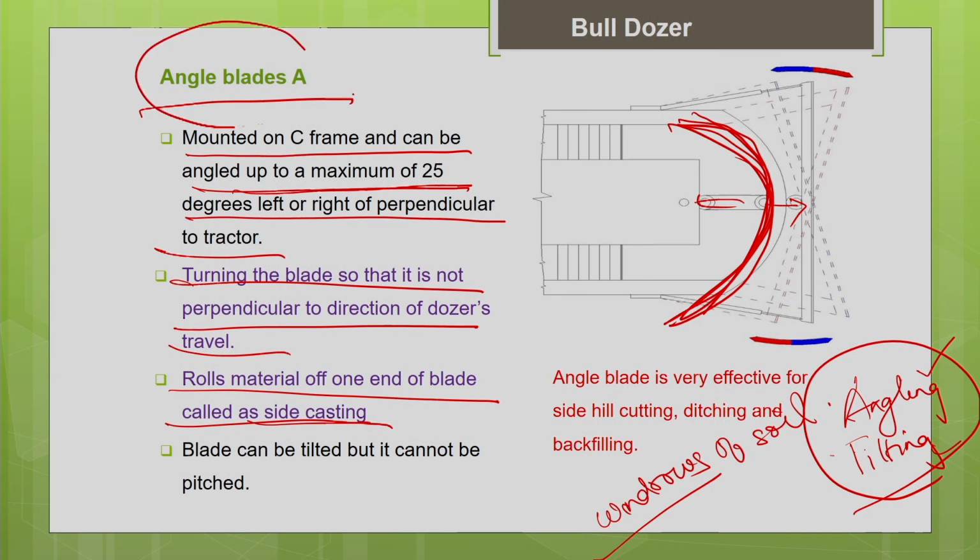These blades are not considered as highly productive blades for earth moving operation when compared to straight blades. So the productivity will be only 60% of the straight blade. Okay, but this is for a special application, as I told you.